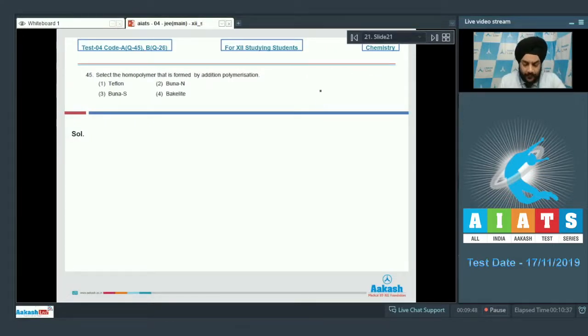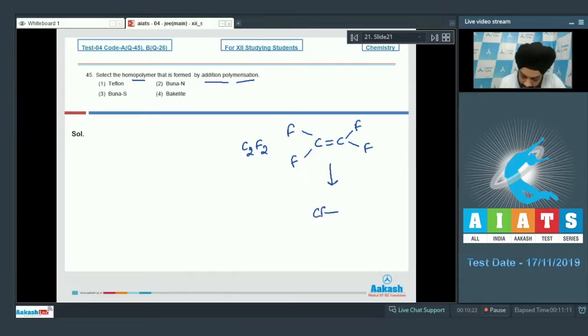Select the homopolymer that is formed by the addition polymerization. So there are two conditions asked by the examiner in this question, students. It has to be a homopolymer and then it also has to be formed by the addition polymerization. Okay. So if we talk about Teflon, students, Teflon is polytetrafluoroethene, C2F4, which can be represented as this. So this undergoes polymerization to give us Teflon. So this is a homopolymer and it is also formed by the addition polymerization or the free radical polymerization, students. So this has to be the answer.